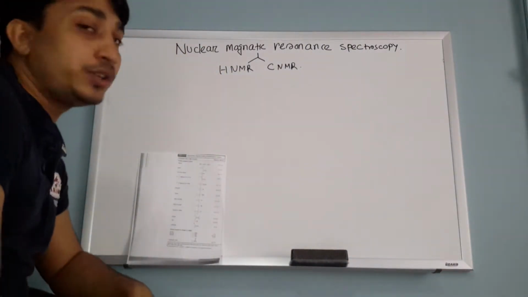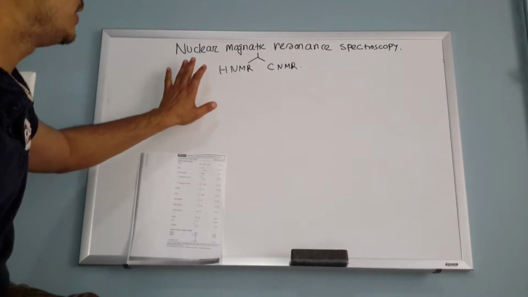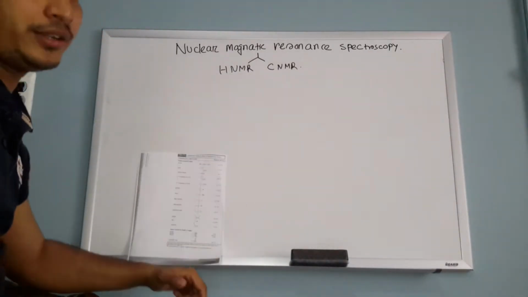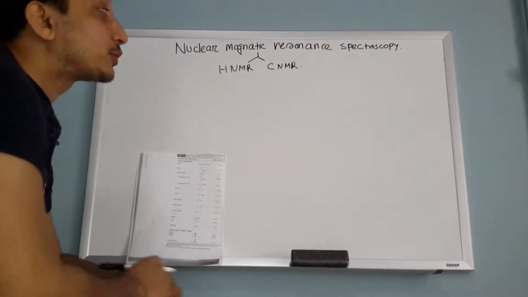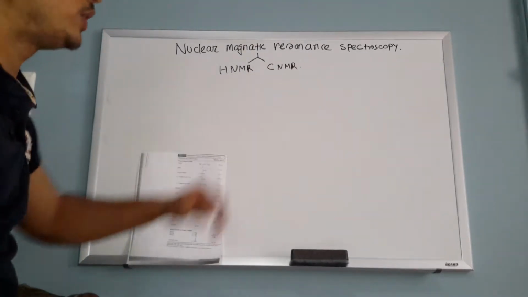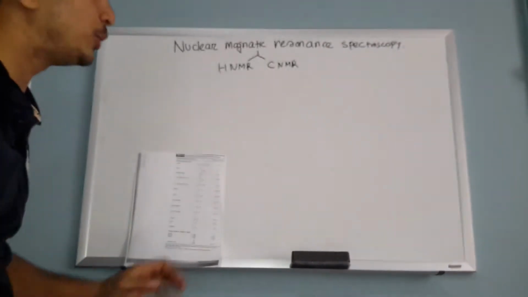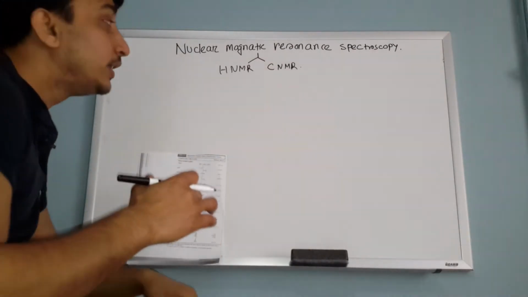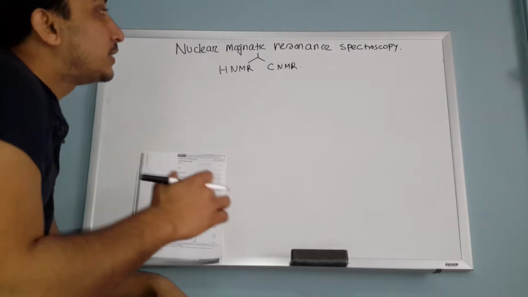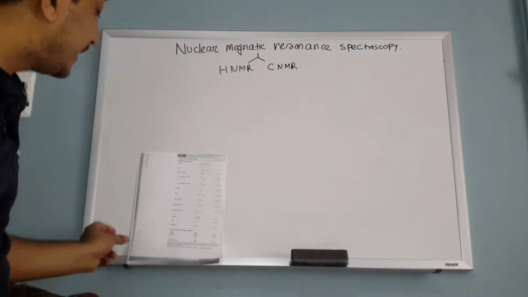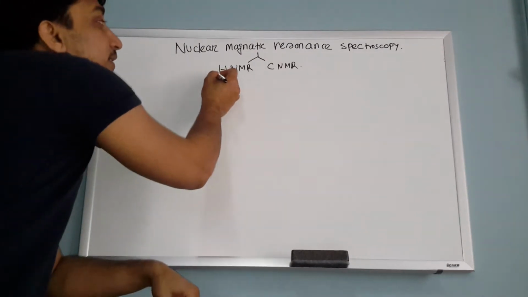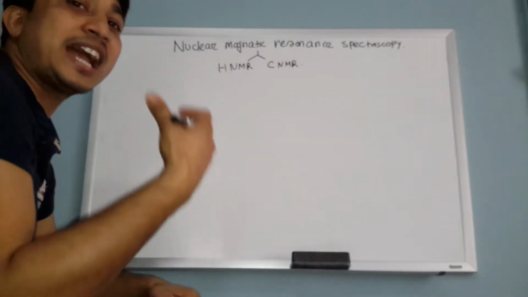Hello everyone. Today I'll talk about nuclear magnetic resonance spectroscopy. There are two kinds of nuclear magnetic resonance spectroscopy. One is HNMR, another one is CNMR. So today my topic will be only HNMR, hydrogen nuclear magnetic resonance spectroscopy. When you talk about HNMR, basically you have to deal with hydrogen.